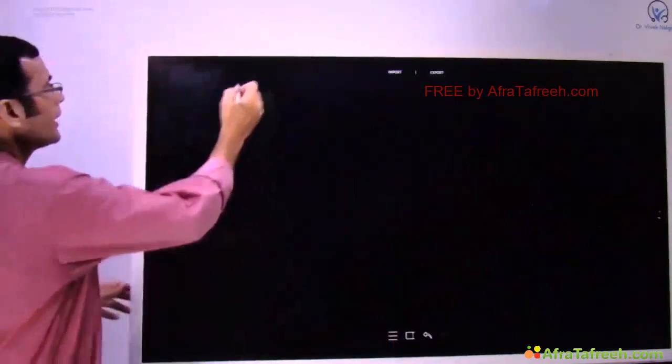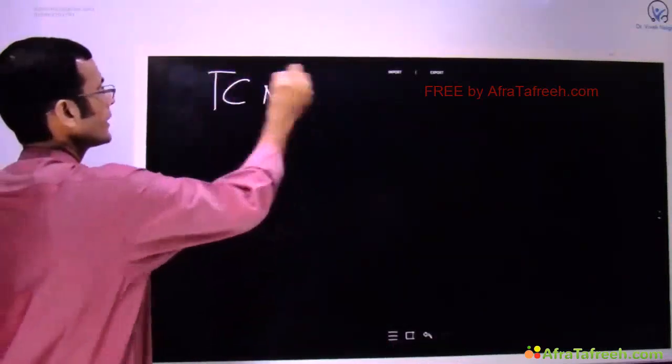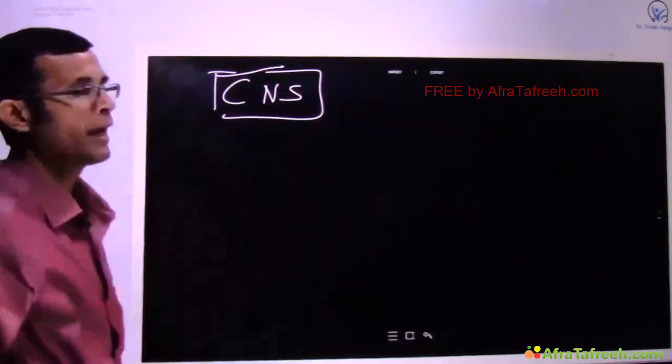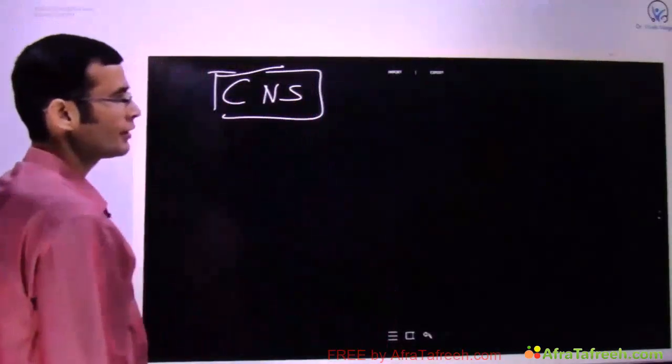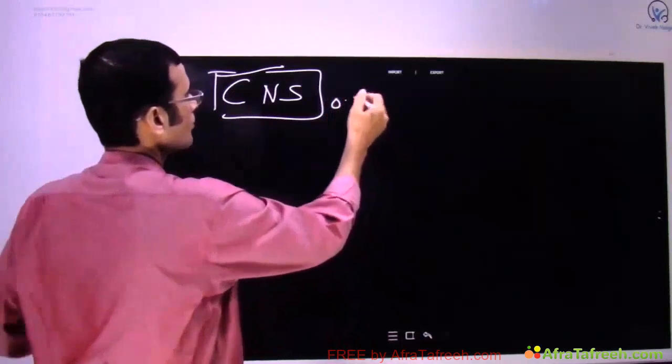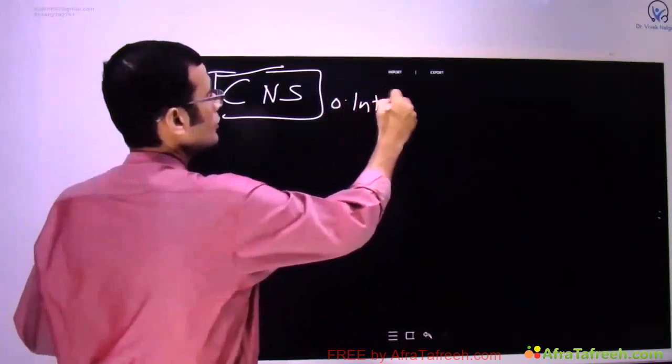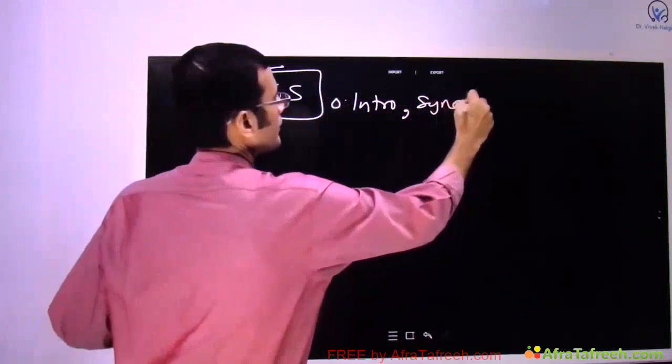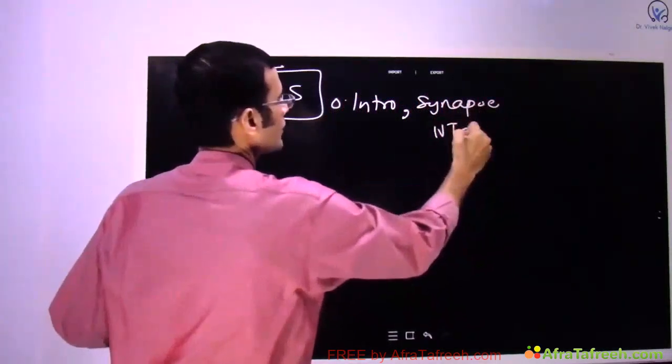Now we come to the main topic, and that is the central nervous system. The central nervous system will be discussed under 4 sections. We will first discuss the introduction, synapse and neurotransmitters.